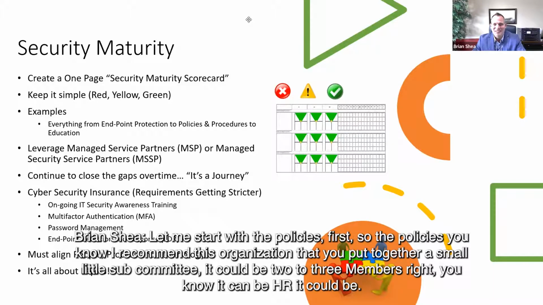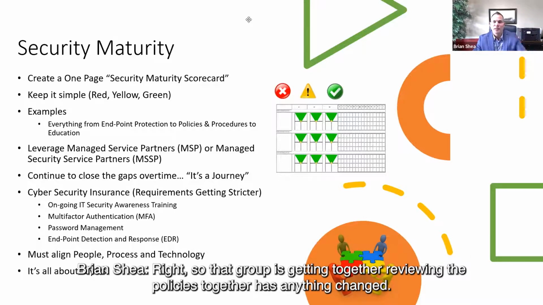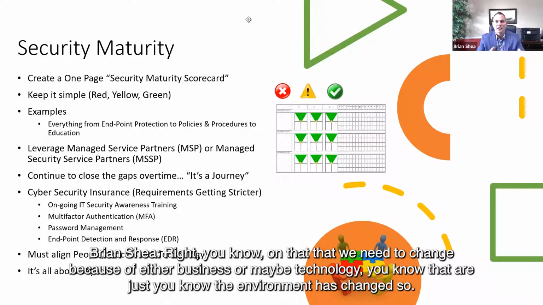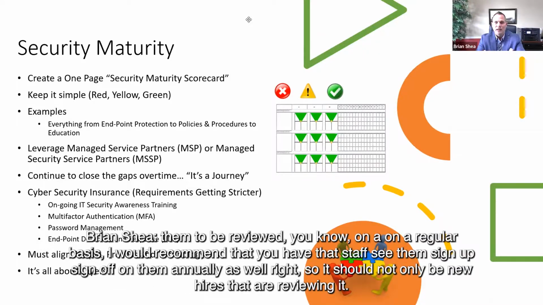It could be 2 to 3 members, right? It could be HR, it could be finance, it could be IT, right? Have to have representation in there, and that they are reviewing the policies on some sort of regular cadence. Let it be quarterly or annually, right? So that group is getting together, reviewing the policies together. Has anything changed that we need to change because of either business or maybe technology, or just the environment has changed? So that they're going through those on that kind of basis. So setting up that group at least allows them to be reviewed on a regular basis.